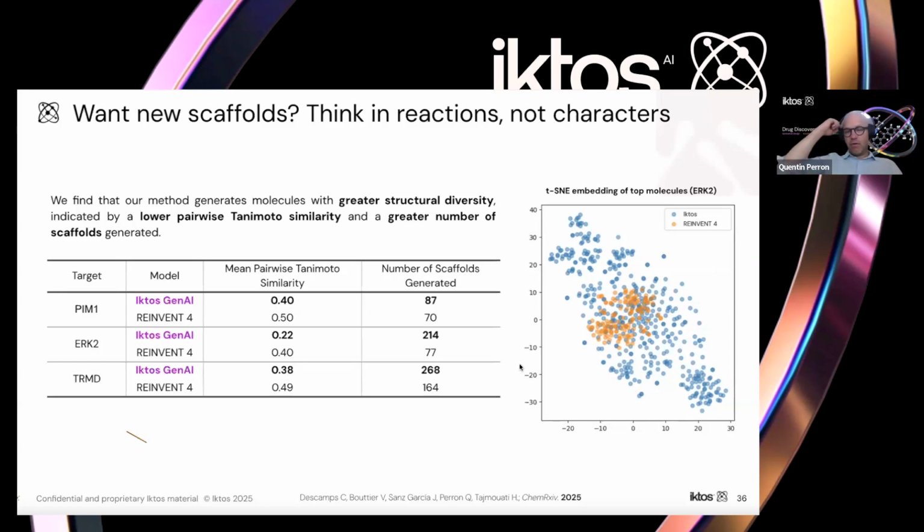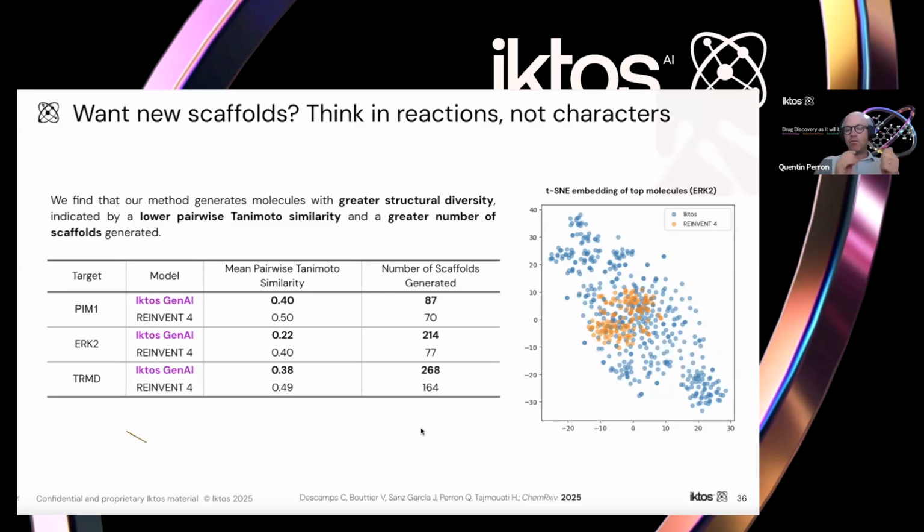Also, if you perform a t-SNE on the generation, for instance, on ARC2, you can see that the Reinvent molecules in orange are all spotted at the same place, contrary to Iktos, where it produces a wide range of scaffolds and structures. So again, we are totally convinced that navigating into the space of building blocks and reactions allows you to perform some big jump into the chemical space, whereas when you permute characters, you perform very small and tiny modifications in that space.